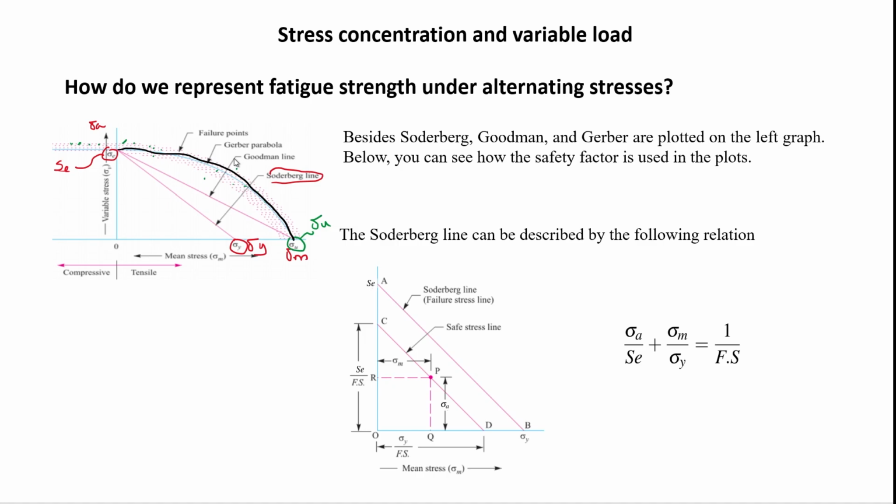The Soderberg line can be analytically written something like this. Look at this. You have the amplitude of your variable load and the average stress of your variable load, and then you have the material characteristics in the bottom: the endurance limit and the yield strength. Then you can solve for the safety factor. So that's the analytical way to do it at this point. You don't have to refer back to a chart, you can do it by using a formula.